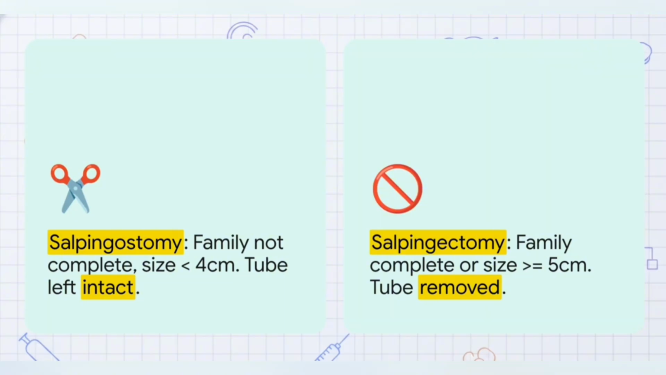But if the family is complete or the ectopic is massive, like 5 centimeters or more, you must do a salpingectomy. You just remove the tube entirely.